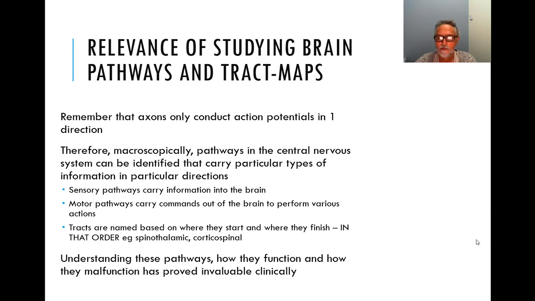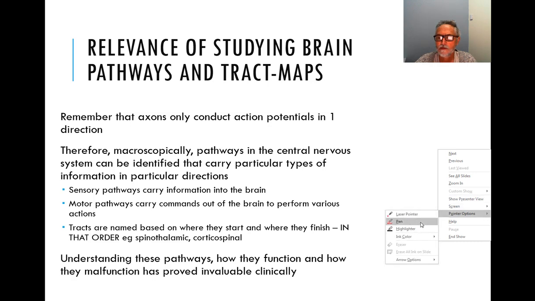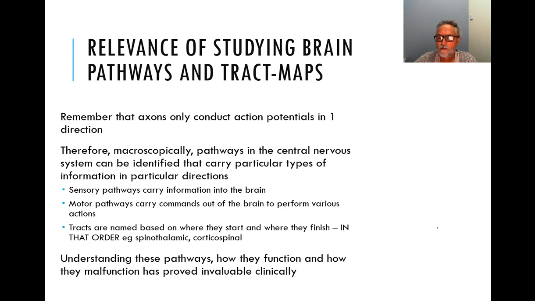So, for example, if we get the pointer, from the spinal cord we have sensory information which goes up to the brain. And in this case, as we'll see later, it's to the thalamus. And so that's a sensory pathway. We will then have a motor pathway. So we'll have from the brain, from motor cortex, an output which goes down to the spinal cord.